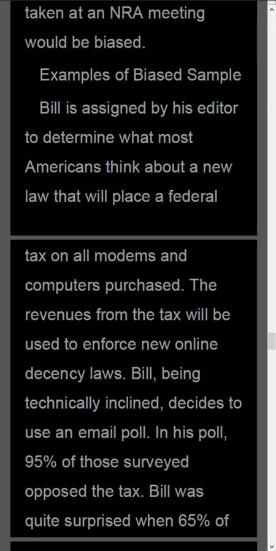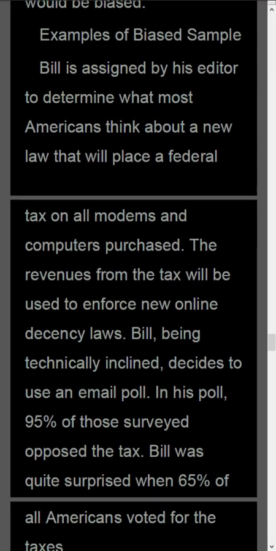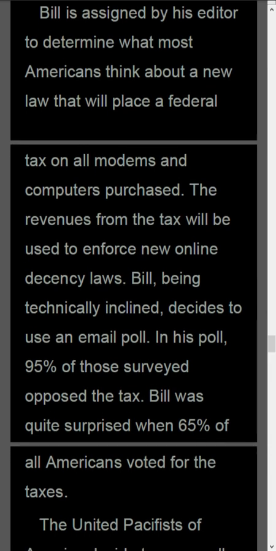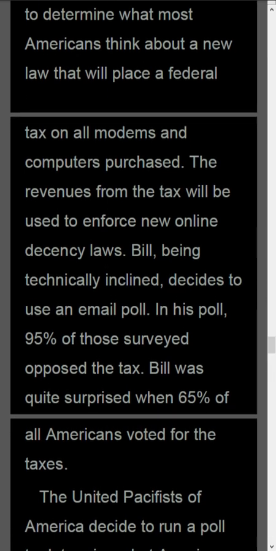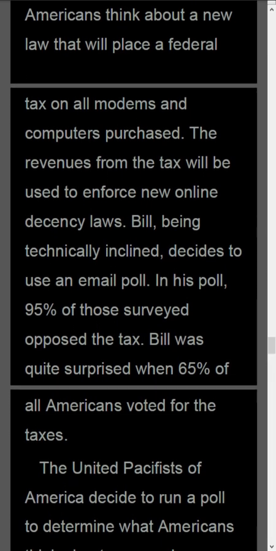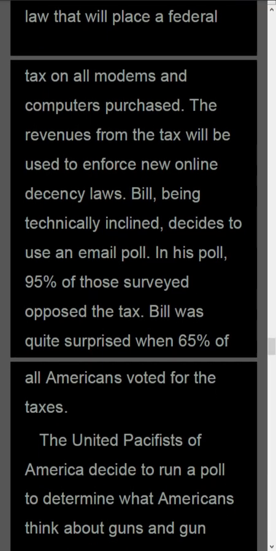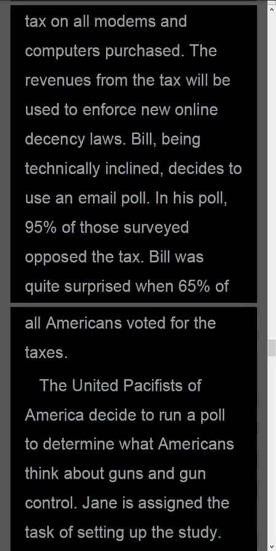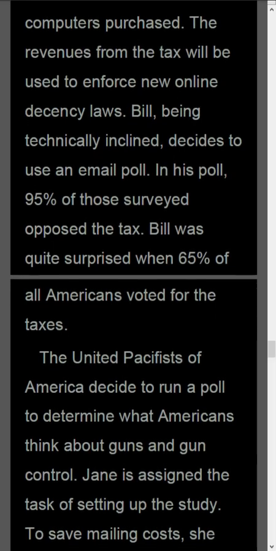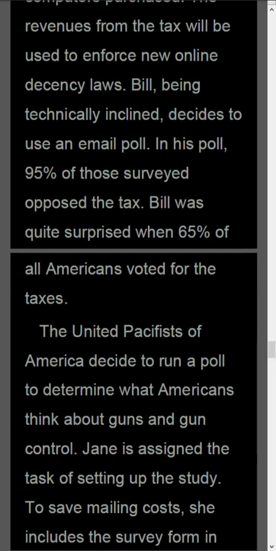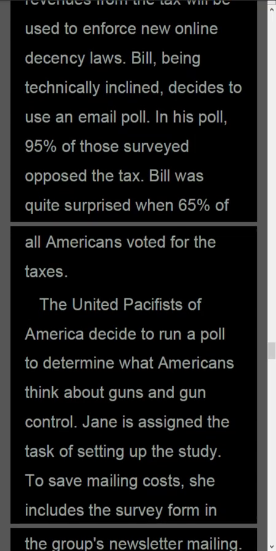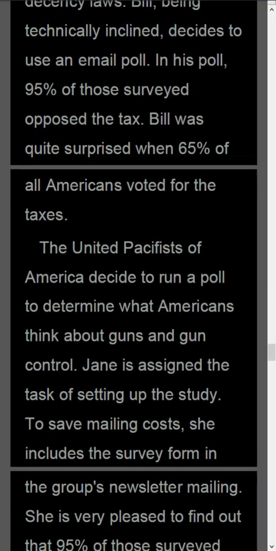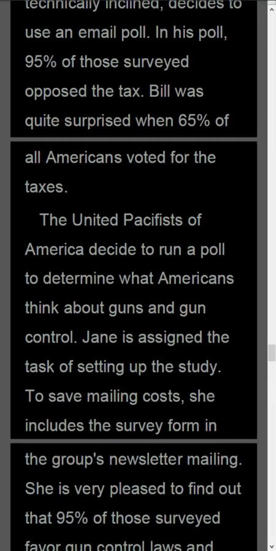Examples of biased sample. Bill is assigned by his editor to determine what most Americans think about a new law that will place a federal tax on all modems and computers purchased. The revenues from the tax will be used to enforce new online decency laws. Bill, being technically inclined, decides to use an email poll. In his poll, 95% of those surveyed opposed the tax. Bill was quite surprised when 65% of all Americans voted for the taxes.